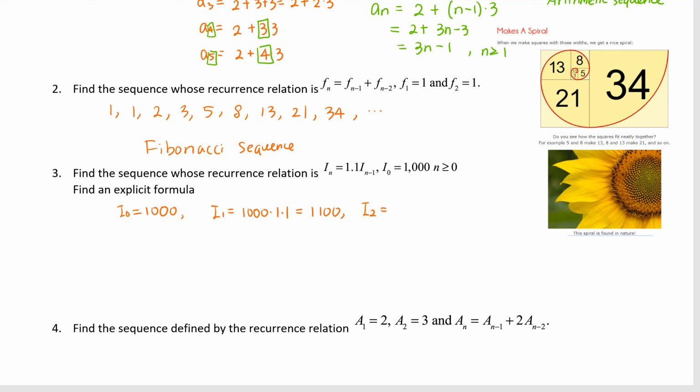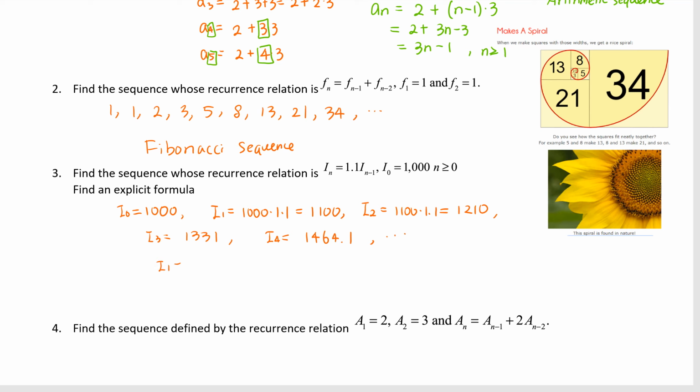I_2 is 1100 times 1.1. So that is 1210. And then I_3, we use 1210 times 1.1, and we get 1331. Please type this in your calculator and see whether you get the same numbers, okay? And then how do we get I_4? We can multiply 1331 by 1.1. Then we get 1464.1, etc.